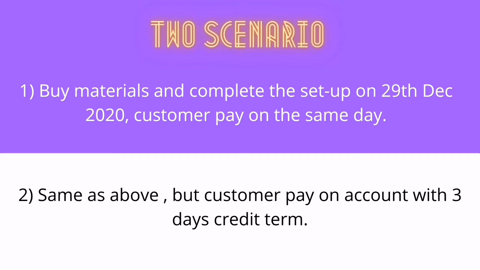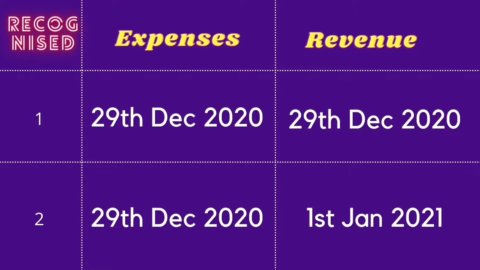Scenario 2 has the same situation as scenario 1, but the customer pays on account with a 3 days credit term, meaning the customer will pay 3 days later. If so, the expenses will be recorded on 29 December 2020 when we pay for the expenses, and we record the revenue on January 1st, 2021 when we receive the money from the customer.